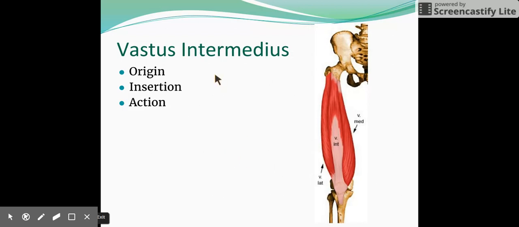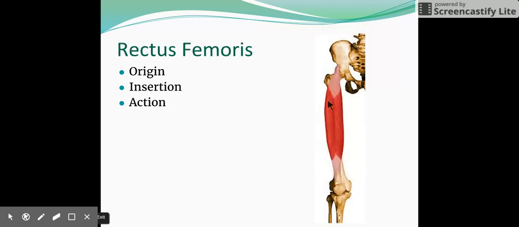Remember, muscle groups are defined by the fact that they all have the same action. Next, we have vastus intermedius. Vastus intermedius is right here in the middle. That's why it's called intermedius, because it's intermediate between lateralis and medialis. And again, its origin is here on the femur. Its insertion is at the patella. And its action is to extend the knee.